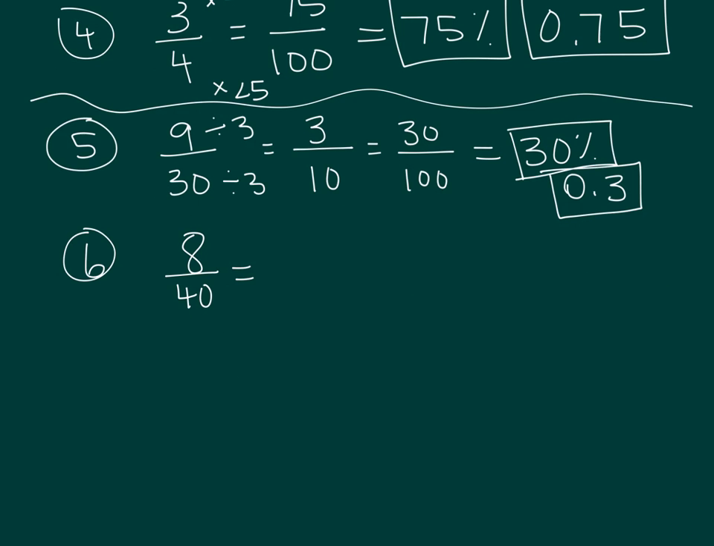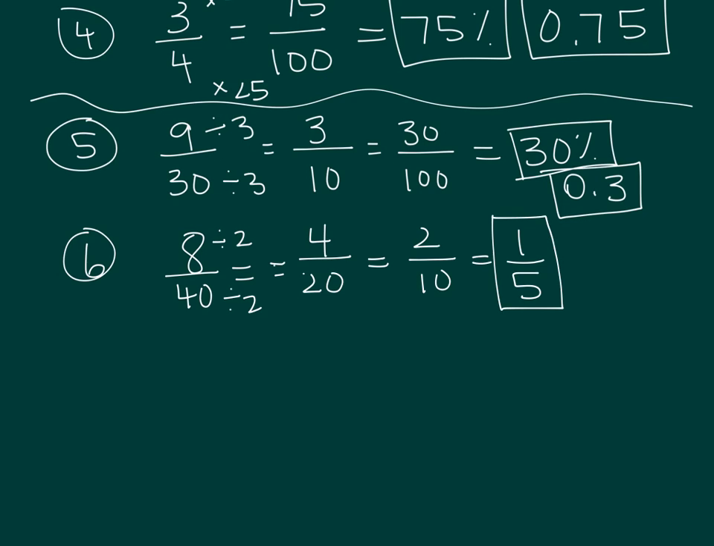What about this one? 40 doesn't go evenly into 10 or 100, but guess what? They can both be reduced. 8 divided by 2 is 4. 40 divided by 2 is 20. Keep going, by 2 again. Keep going, by 2 again, and that's 1/5. Now 1/5 does go evenly into 10 or 100.